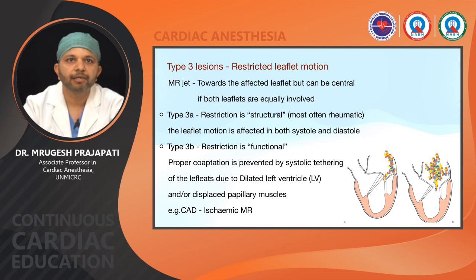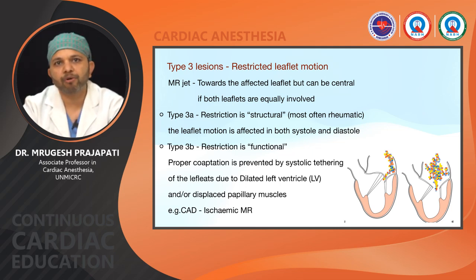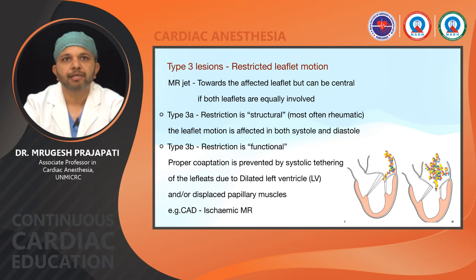In type 3B lesion, the restriction is mainly functional. The proper coaptation is prevented by systolic tethering of the leaflet due to dilated left ventricle and displaced papillary muscle, or individually displaced papillary muscle. Ischemic MR is a typical example of this type 3B lesion.